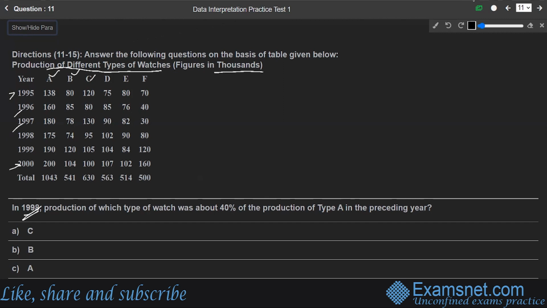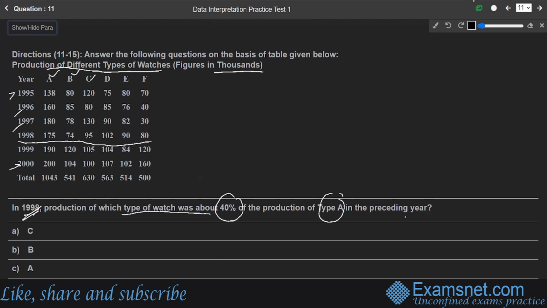The question says, in 1998, production of which type of watch was about 40% of the production of type A in the preceding year? So we have to see the 1998 data. They are asking production of which type of watch was about 40% of the production of type A in the previous year. So we have to compare this with the production of type A in the preceding year.